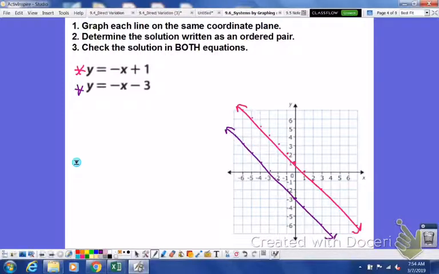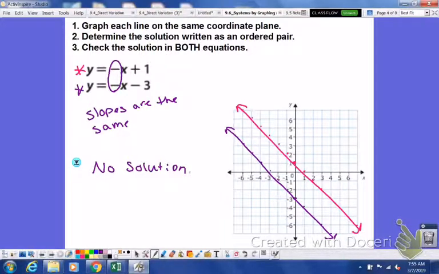But just to double check, because sometimes the solution might be off of the graph, our slopes are the same. So our answer is no solution. Now each line individually has infinitely many solutions because each point on the line is a solution for that particular equation. But together this system has no solution.